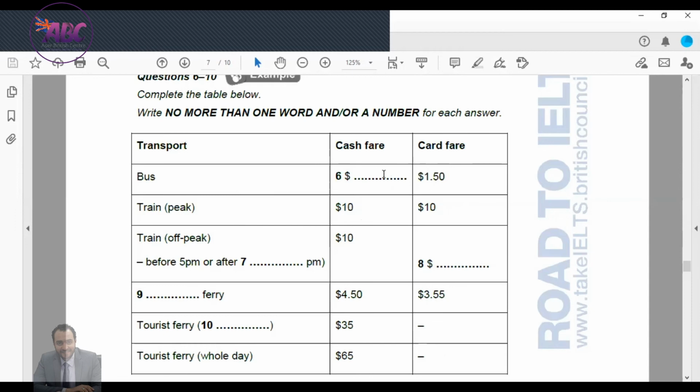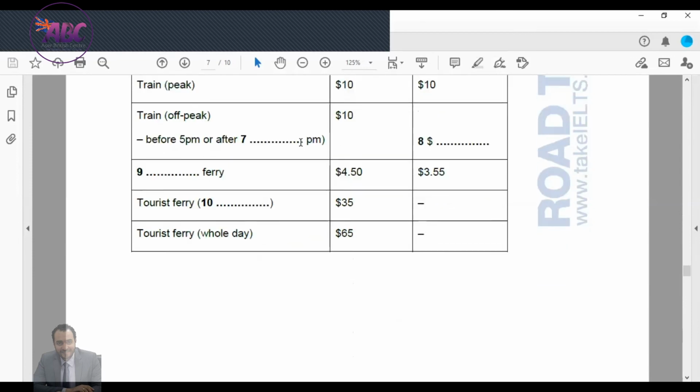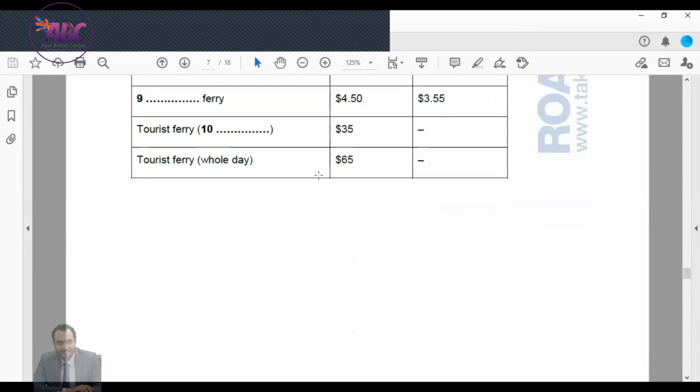So we have missing information here in the first one with the bus. Train, off peak, we have two missing pieces here. Okay, what kind of ferry is he talking about? Tourist ferry, and here we have a piece of missing information also. Okay, so we have 1, 2, 3, 4, and 5. We have 5 points you have to answer and complete in this table.